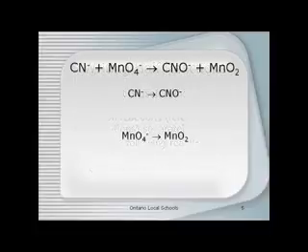So here are the half reactions for the CN minus plus MnO4 minus yield CNO minus plus MnO2. The CN minus would go to CNO minus. The MnO4 minus would go to MnO2.